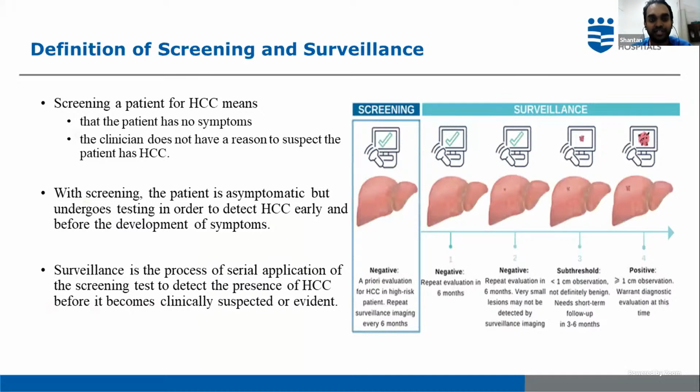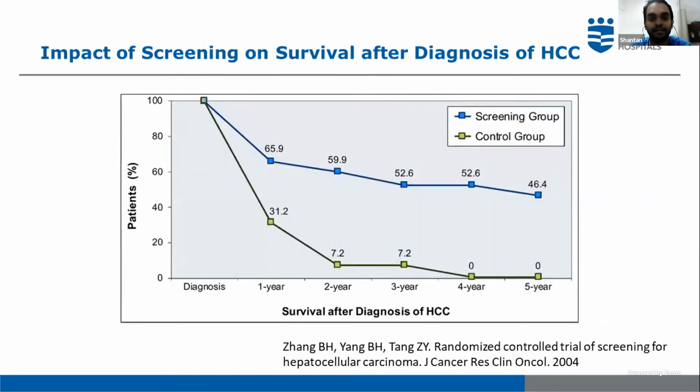So what is the definition of screening and surveillance? Screening in HCC means the patient has no symptoms, and the clinician does not have a reason to suspect it. In an asymptomatic patient, screening is done to detect HCC early, before the development of symptoms, while surveillance is a process of serial application of this screening test to detect the presence of HCC. What is the impact of screening on survival after diagnosis of HCC? A randomized controlled trial done in 2004 showed that in patients who were screened for HCC among all the cirrhotic patients, early detection and early treatment led to good survival when compared to the control group.